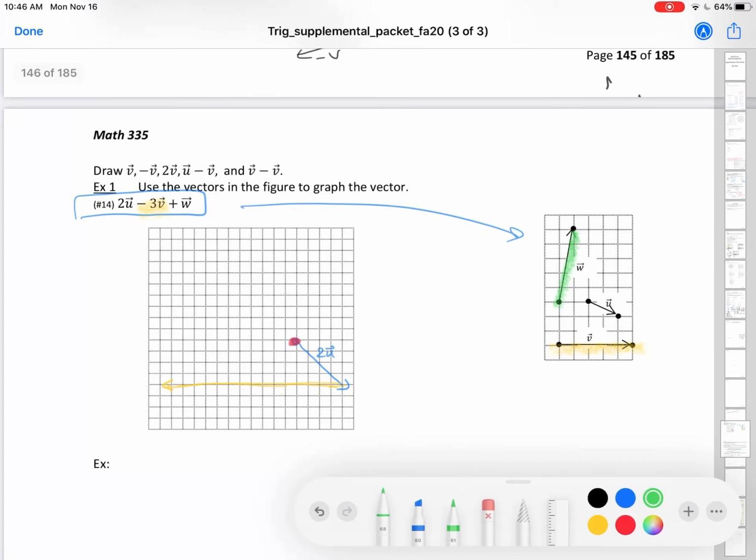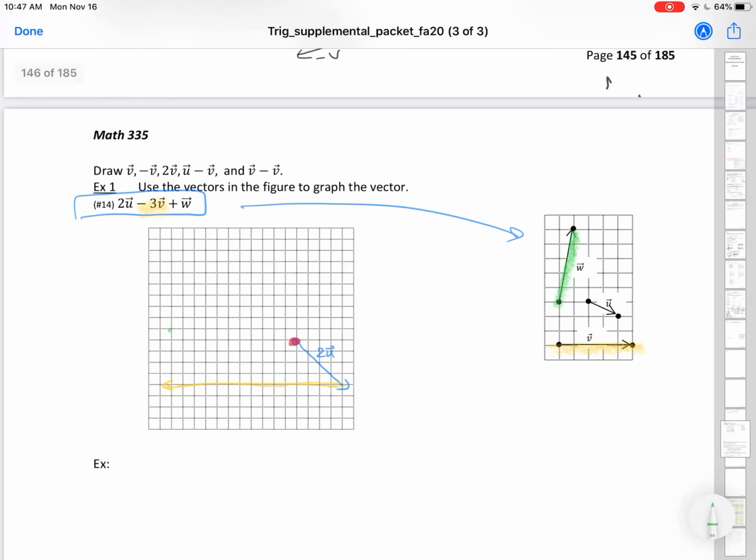So if I go back and draw w from this point, let me count 1, 2, 3, 4, 5. So I've got to end up right there from the start to end. So this looks like it's w right here.